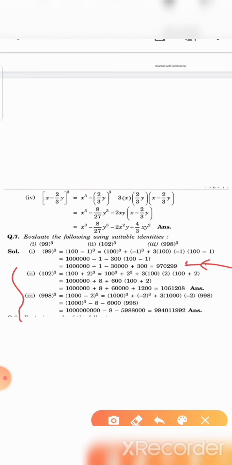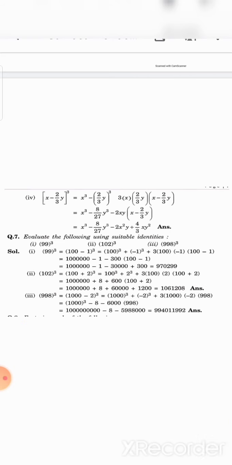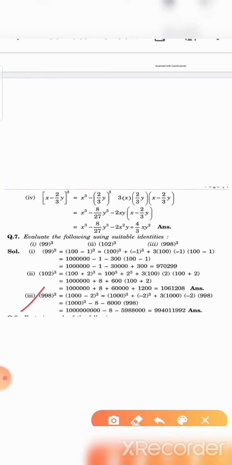So 102 is near 100 plus 2. Again we use identity number 6. So substituting all the values of identity number 6 RHS, comparing the term, we get a is equal to 100 and b is equal to 2. So a plus b whole cube means 100 cube plus 2 cube plus 3 into 100 into 2, in the bracket 100 plus 2. Bracket multiplication and product, and adding we get the last answer, 1061208. And similarly last, question number 3, 998, which is nearest to 1000 less 2.